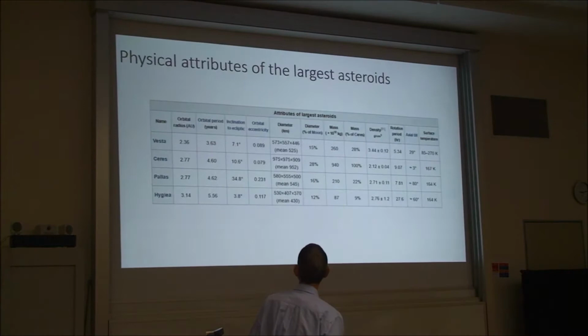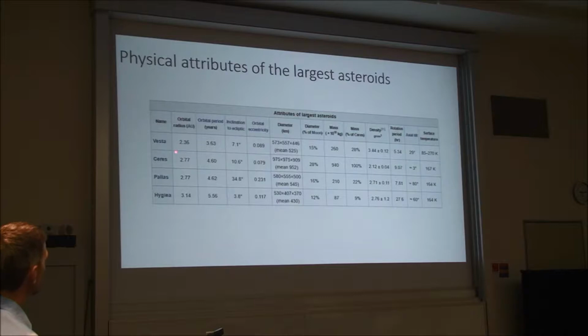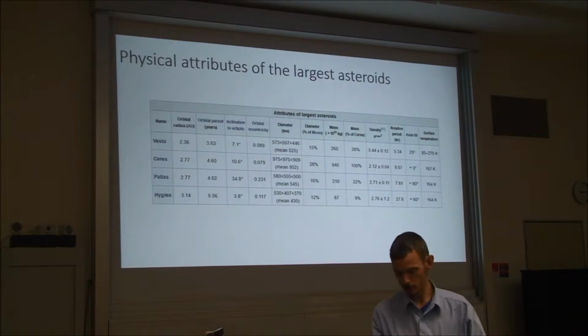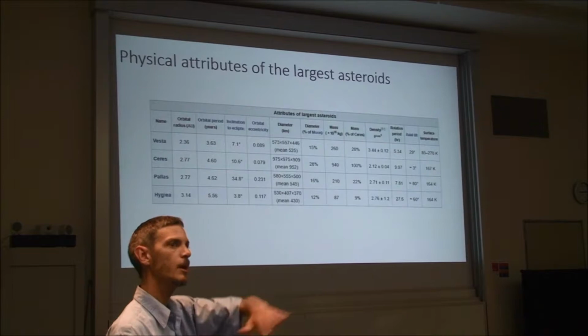Here are some physical attributes of various asteroids, or some of the largest asteroids. Vesta comes in at a diameter of around 525 kilometers. It's at an orbital radius of 2.36 astronomical units. One astronomical unit is the distance of the Earth from the Sun, which is about 150 million kilometers. So Vesta is sitting out in the asteroid belt, as is Ceres and Pallas, and Hygiea as well. Orbital periods take roughly 4.5 to 5 years for asteroids to orbit the Sun. They're pretty much in the ecliptic, which means that they follow the same plane of orbital motion as most of the planets.